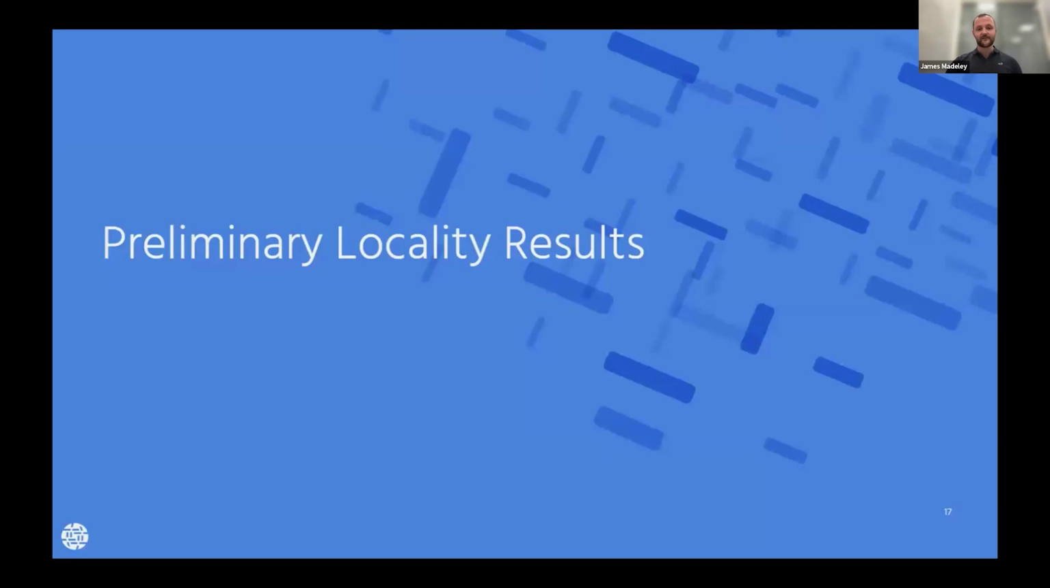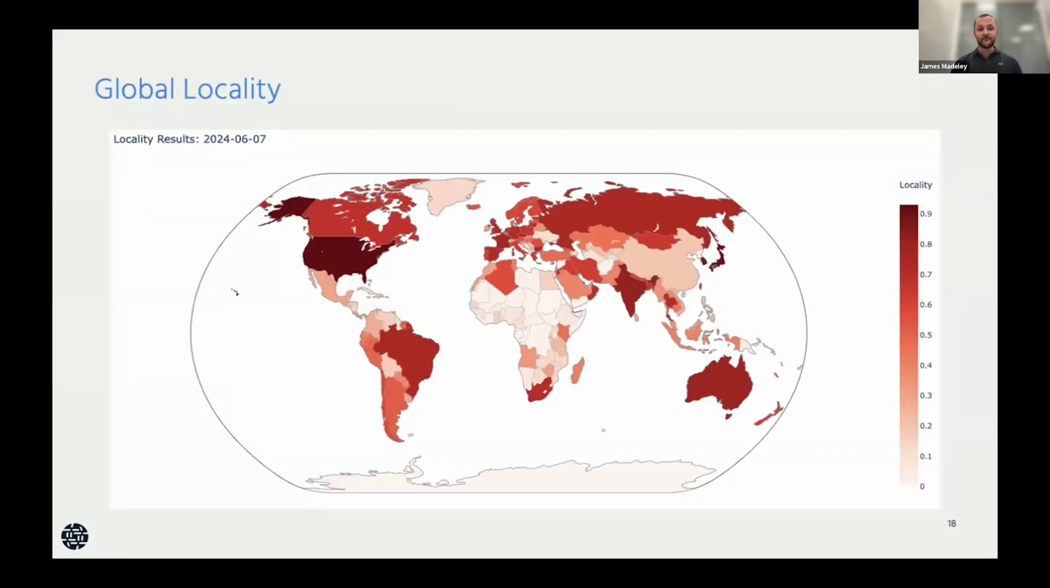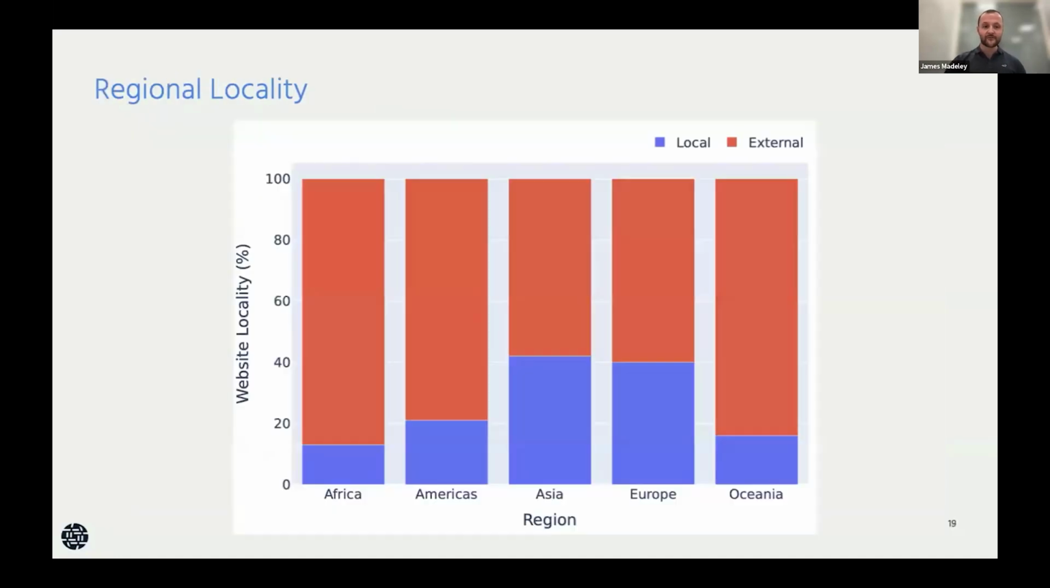So what do the results look like? Well, here's a global heat map to show the locality as of June this year across the world. I don't think there are any massive surprises. You're looking at places like Australia and the USA with very high locality. And if we just break it down by region, we see that Asia and Europe are the most local regions, followed by the Americas, Oceania, and then Africa with a lower content locality.